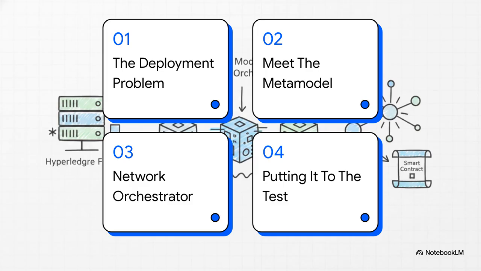We broke this complex academic paper down into 4 highly digestible steps. First up, the Fabric deployment problem. Then, meet the metamodel. Third, the Fabric Network Orchestrator. And finally, putting it to the test.